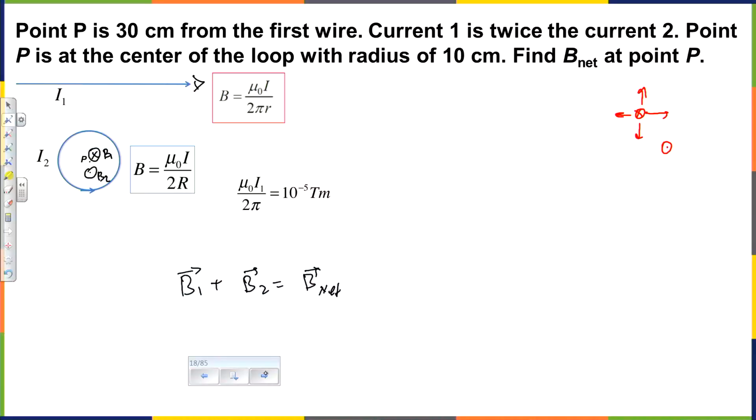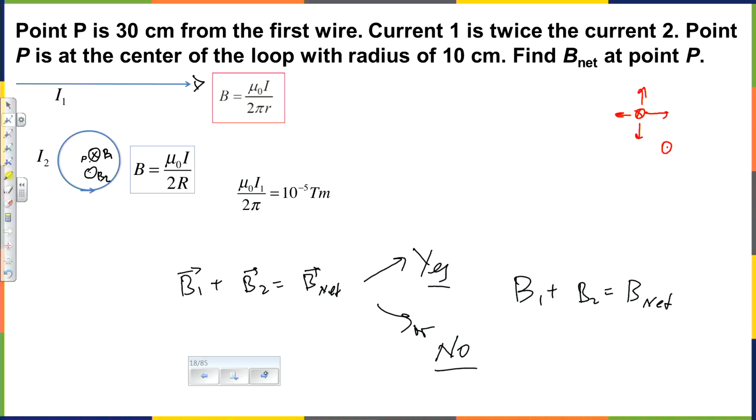Question? Yes or no? Does it mean that the magnitude of the net magnetic field is equal to the magnitude of the first magnetic field plus the magnitude of the second magnetic field? 30 seconds to think. Choose your answer, yes or no. And please, if you think yes, raise your hand. No.